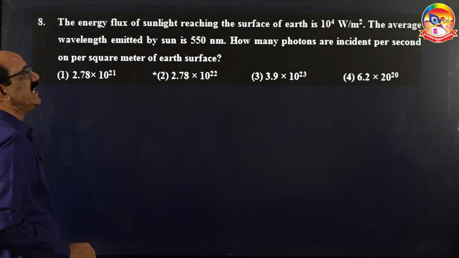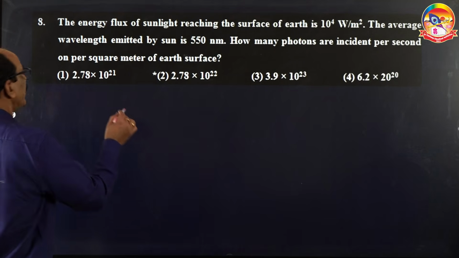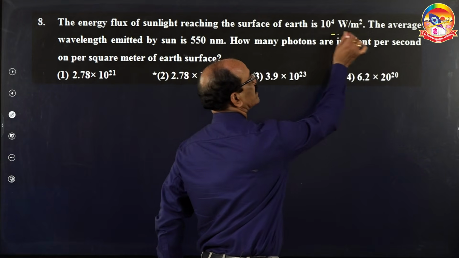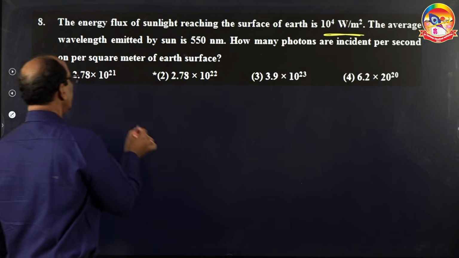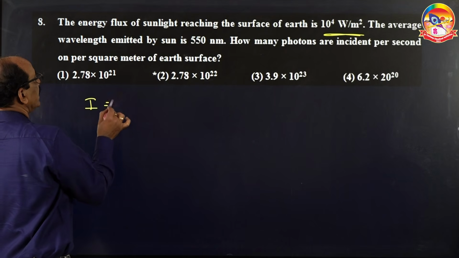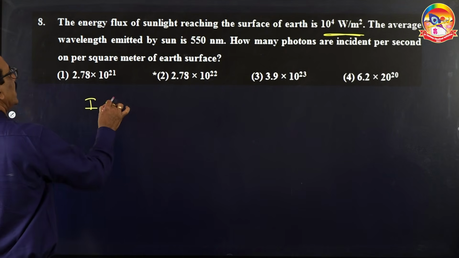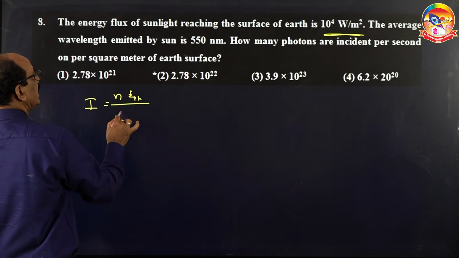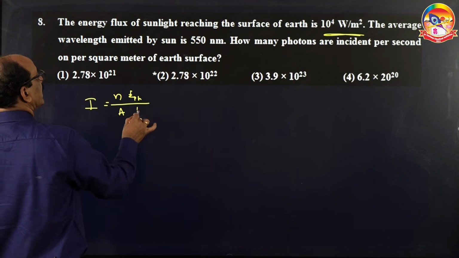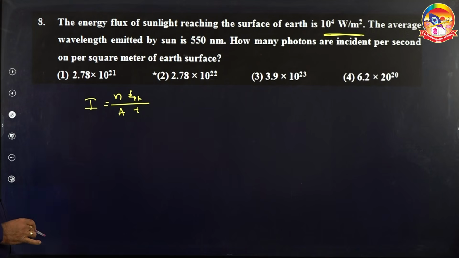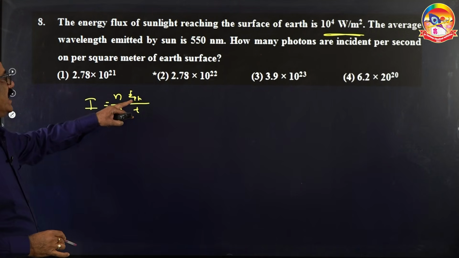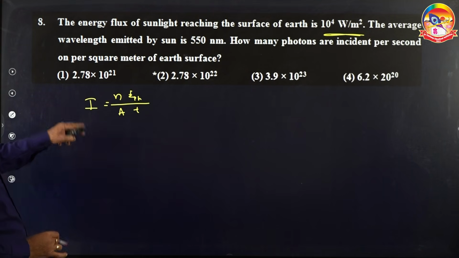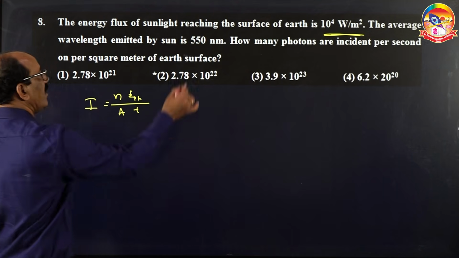Here this energy, which is in watt per meter square, is nothing but intensity. Intensity is given by the number of photons incident times the energy of each photon, divided by the area on which they are incident times the time. That is, if n photons each of energy E_ph are incident in a time t on an area A, then the intensity is I. That is what we have to find out.